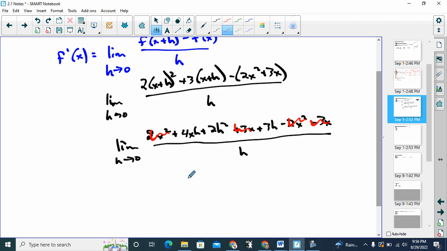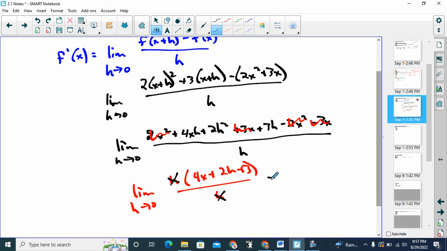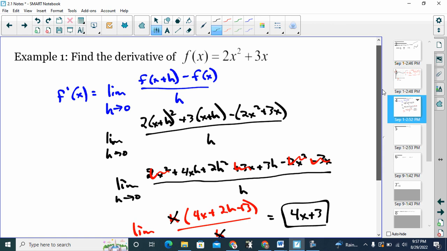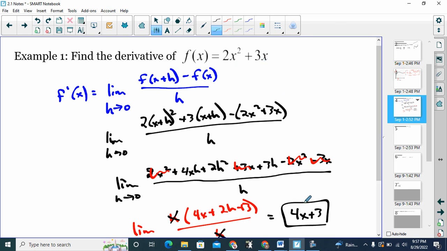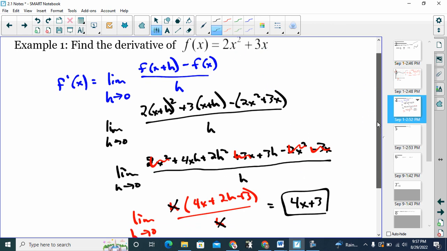So once we expand everything, we cancel out the things that cancel. We factor out an h. That h cancels with the 1 in the denominator. And then we plug 0 in for our h. Plugging 0 in for h gives me 4x plus 3. So the derivative of 2x squared plus 3x is 4x plus 3.